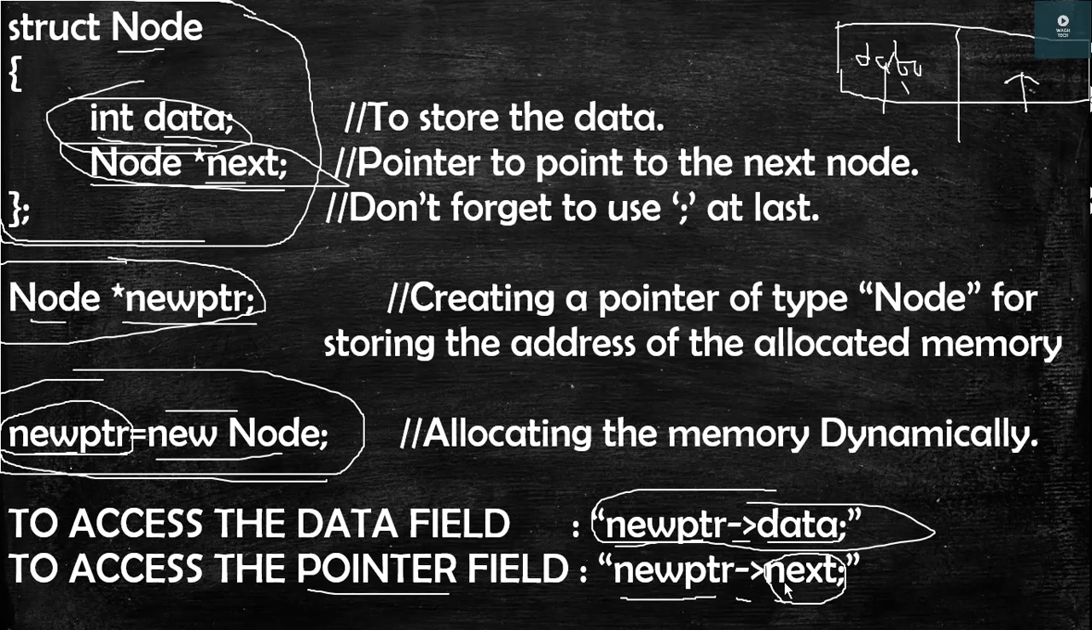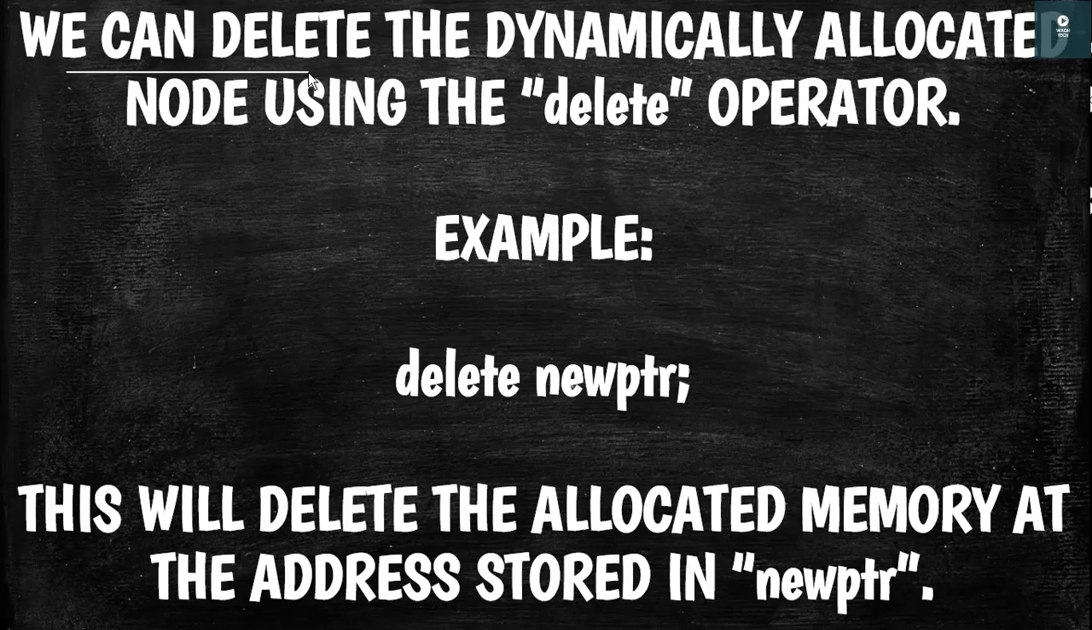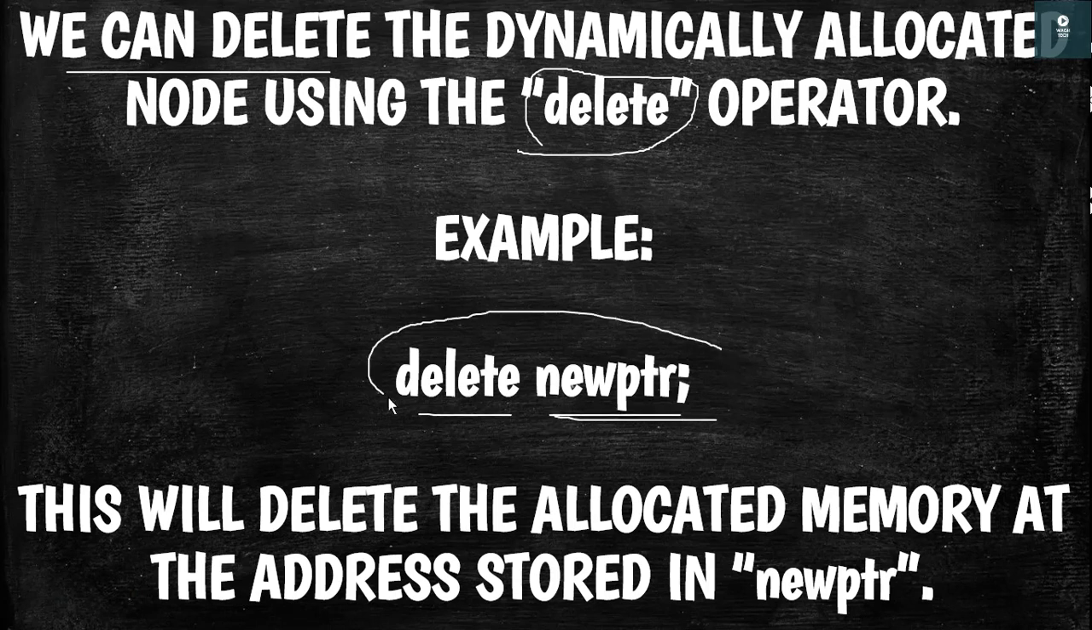Now we can also delete the dynamically allocated node using the delete operator. For example, to delete a node whose address is stored inside newPtr, we'll write delete and then newPtr. So in this way we can delete the node using the delete keyword.